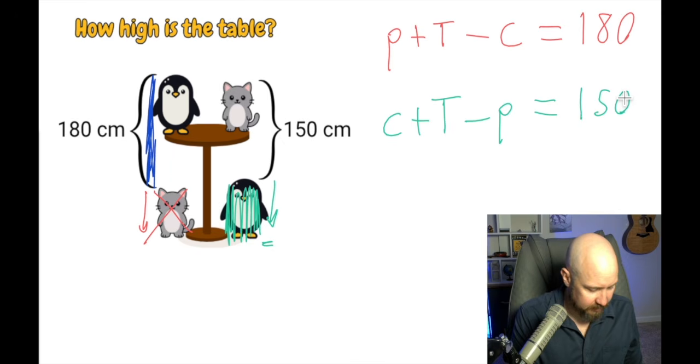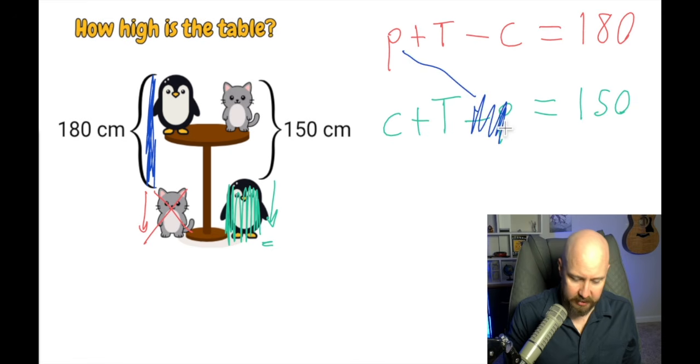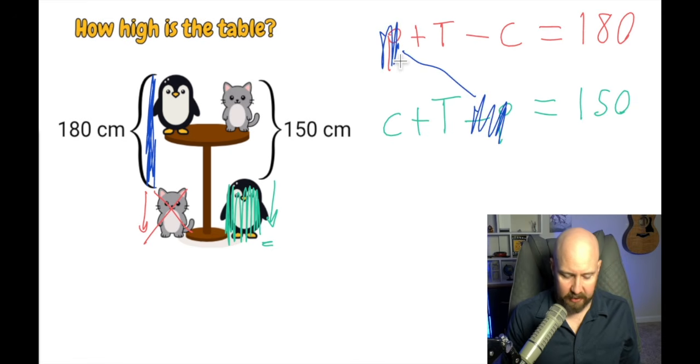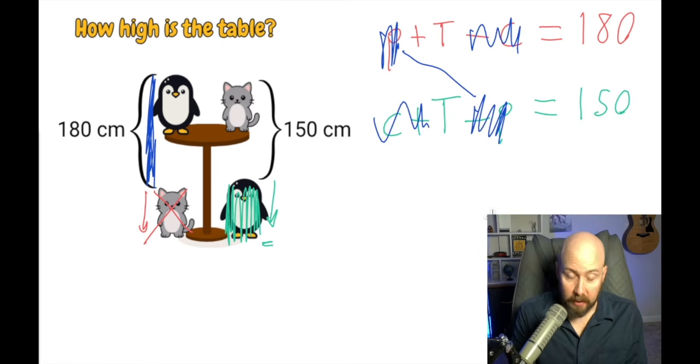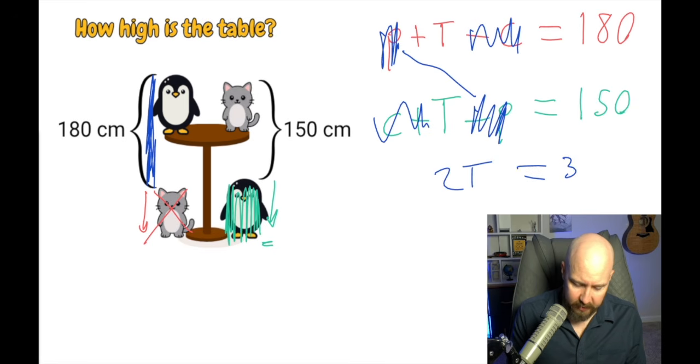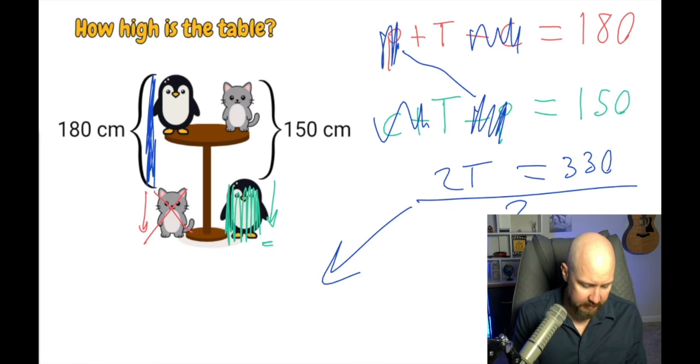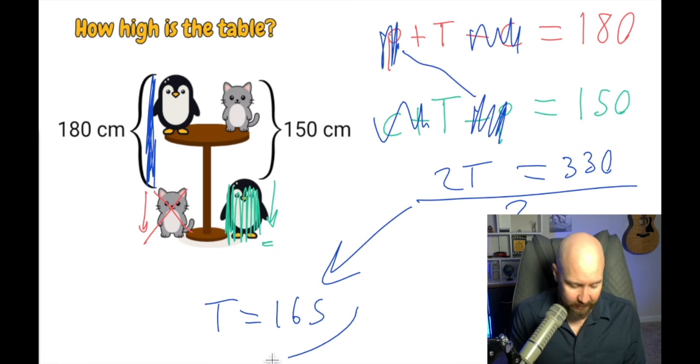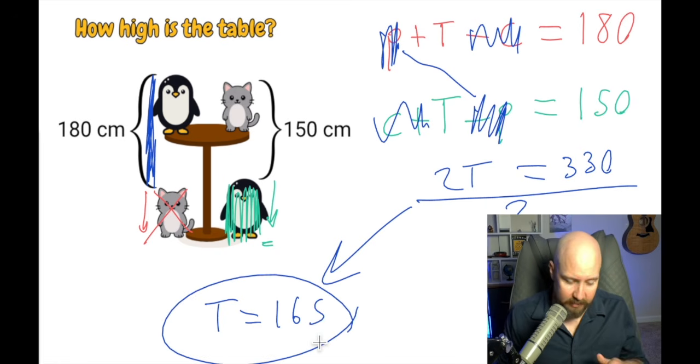And we could actually use elimination because check it out. P minus P, if we just combine these equations together, those are going to cancel out. Negative C plus C, our C's are going to cancel out. Now we're just adding T plus T, which is 2T, 180 plus 150, which is 330. Divide that whole thing by 2, and then it's going to end up being T equals 165.